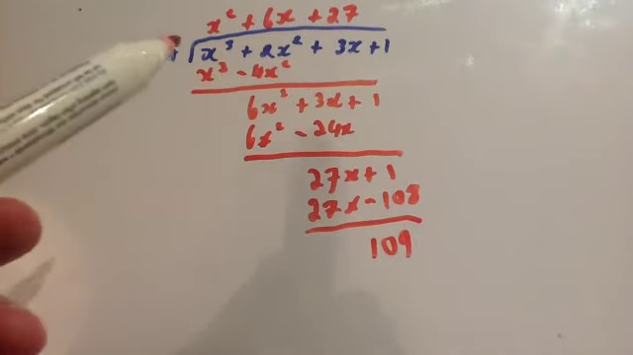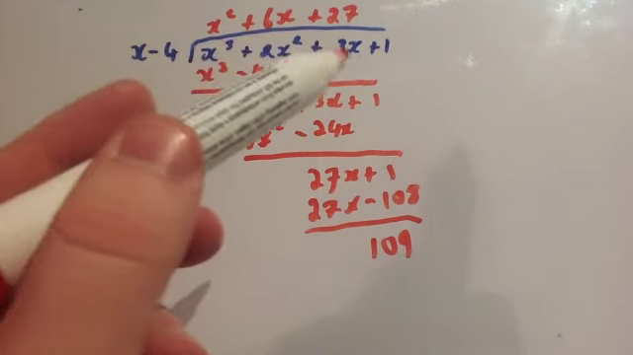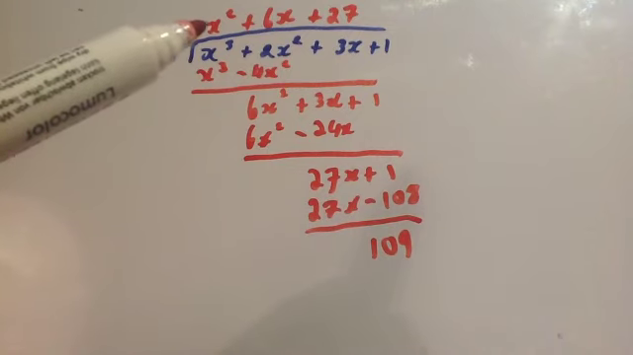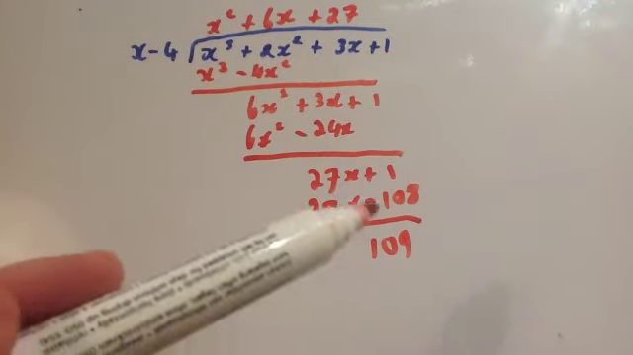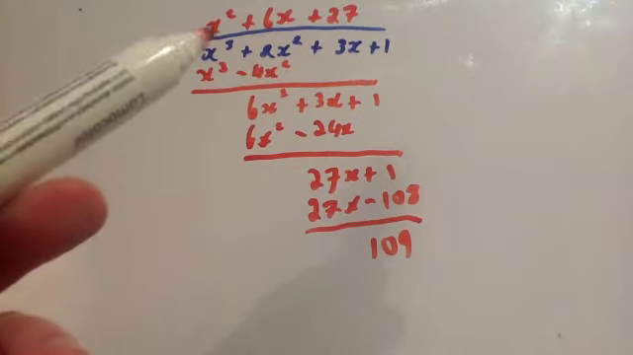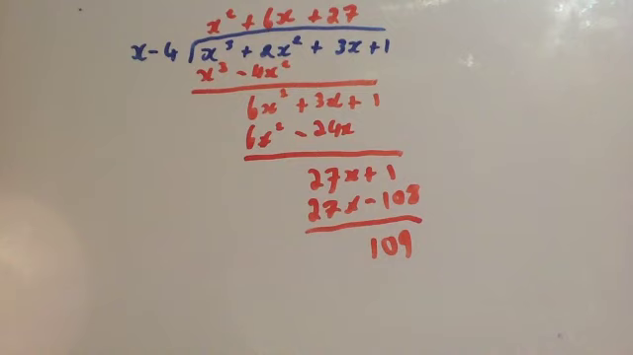So if we do x cubed plus 2x squared plus 3x plus 1, and we divide it by x minus 4, your answer is x squared plus 6x plus 27, that's your quotient, and your remainder is 109. Okay, and that's it. So let's have a look at another question.